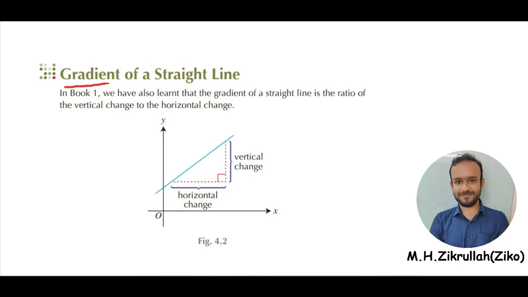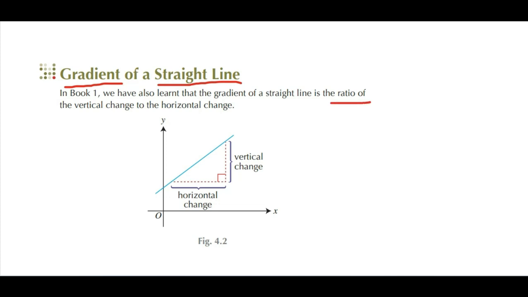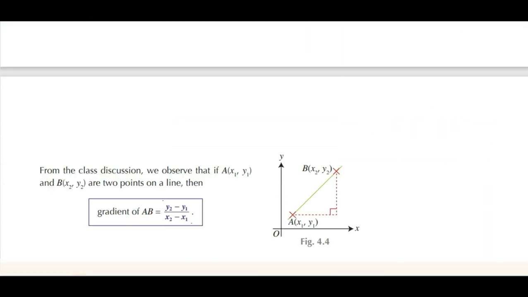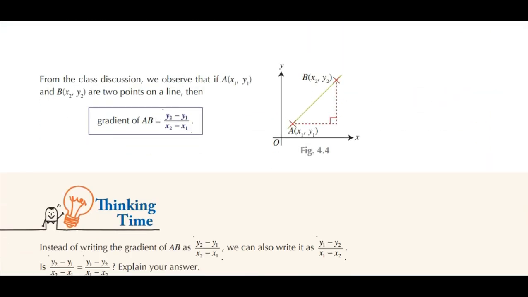I'm going to explain the gradient of a straight line. It is the ratio of the vertical change to the horizontal change. Now the formula for gradient is y2 minus y1 divided by x2 minus x1. Let's say we have a line and two coordinates, A as (x1, y1) and B as (x2, y2). Then if you apply this formula, you will find the gradient of this line.